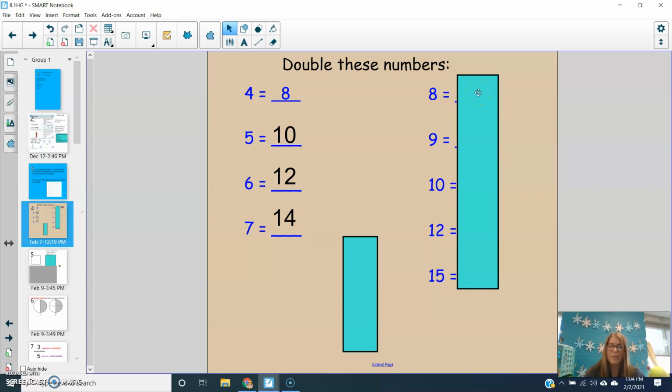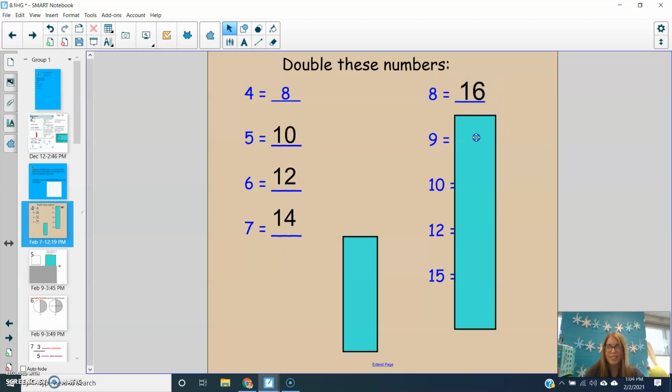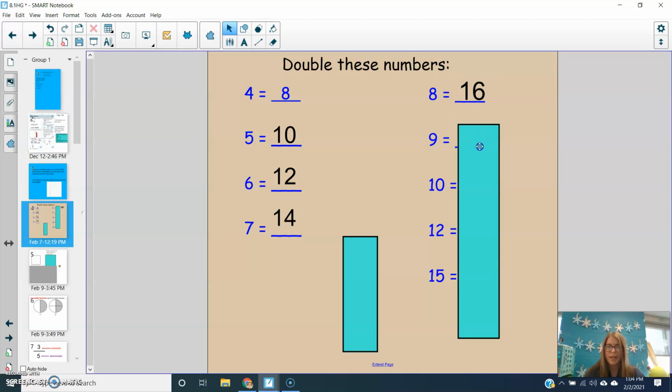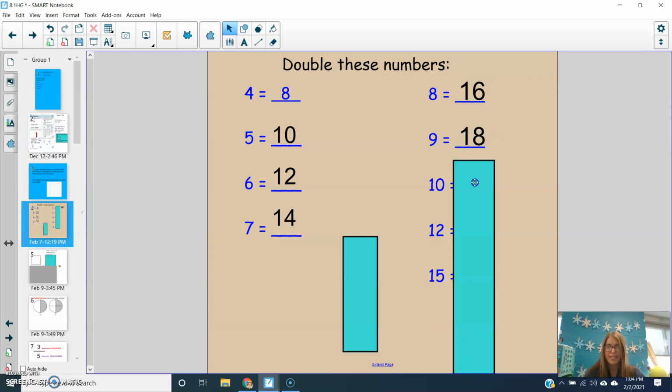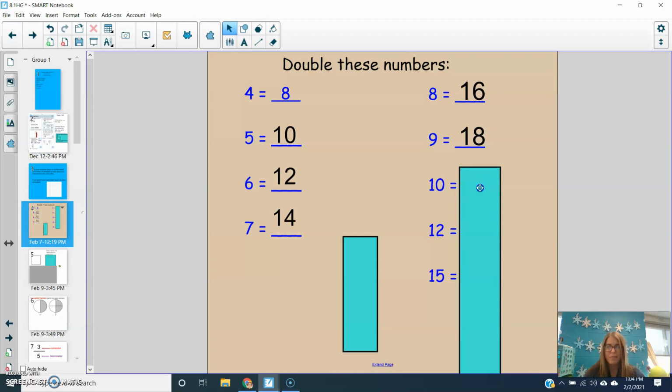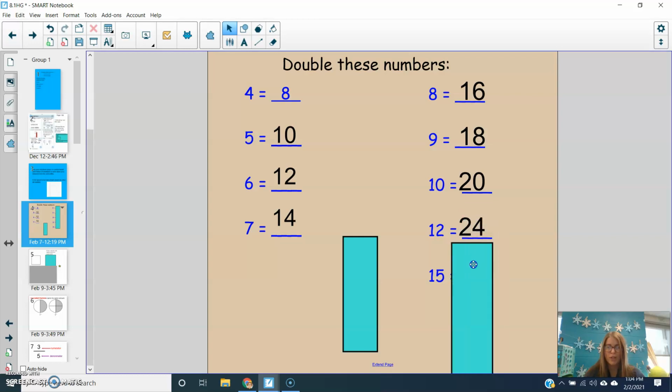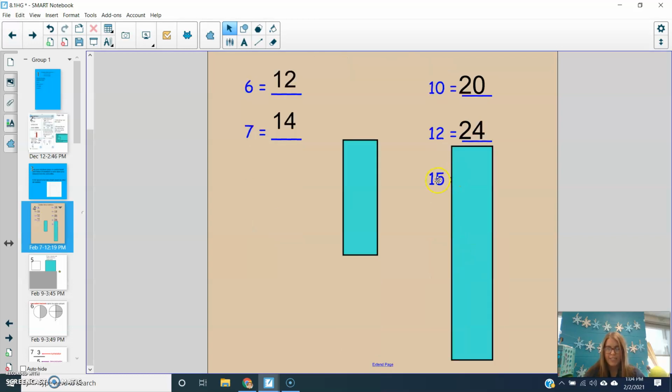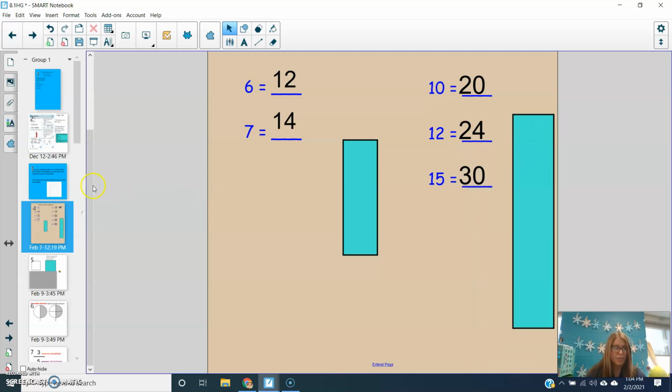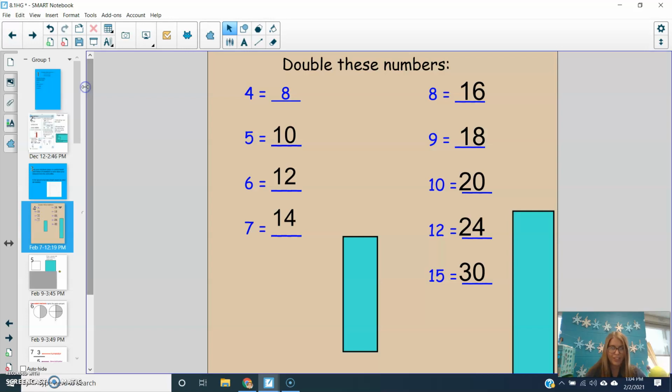All right, so if I'm going to double 8, my answer would be 16. If I'm going to double 9, my answer would be 18. When I'm doubling 10, my answer would be 20. When I'm doubling 12, my answer would be 24. Now when I'm doubling 15, well, I know that 10 plus 10 is 20, and I know that 5 plus 5 is 10. So 20 plus 10 would bring me to 30. So doubling 15 is 30.